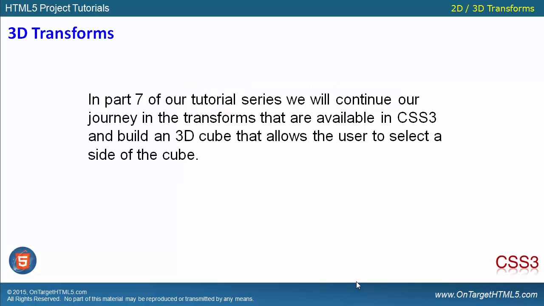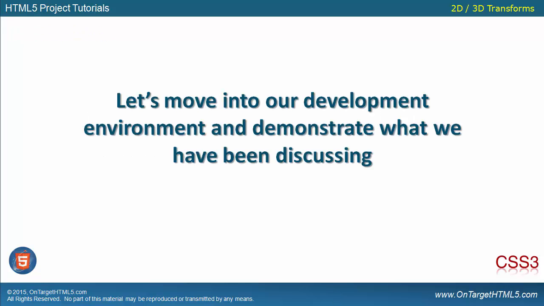In part 7 of our tutorial series, we'll continue our journey in the transforms that are available in CSS3 and build a 3D cube that allows the user to select the side of the cube that's displayed in the HTML page. As that side is selected, it animates to the side selected inside the browser window. Very, very cool feature that up until CSS3 we weren't able to do without using a whole bunch of other external applications. So let's move into our development environment and demonstrate what we've been discussing in the presentation.